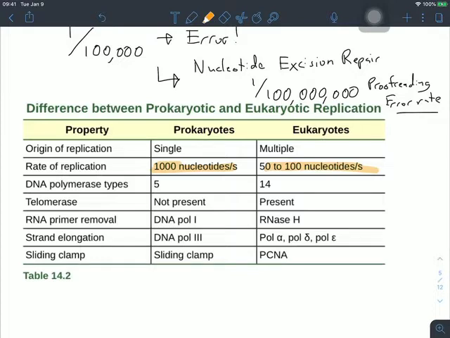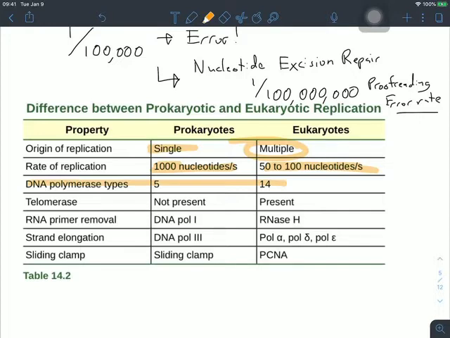Some other differences when we're looking at prokaryotes versus eukaryotes, prokaryotes being those things without membrane-bound organelles and eukaryotes having membrane-bound organelles, meaning eukaryotes have a nucleus, prokaryotes don't. In terms of that origin of replication or fork of replication, prokaryotes have a single, whereas eukaryotes have lots and lots and lots of them. After all, eukaryotes frequently have bigger genomes, so in order to try to accomplish this process at a respectable time frame, eukaryotes have many origins of replication.